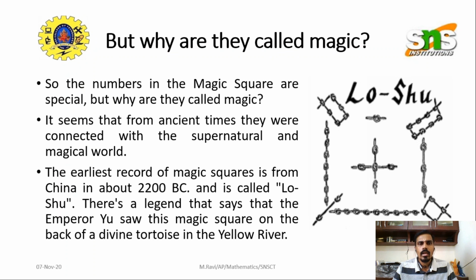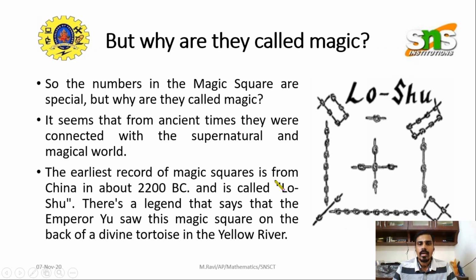Okay, right. By now the question is why they are called magic. The numbers in a magic square are special, but why are they called magic? This is the question we normally come across. It seems that from ancient times they were connected with the supernatural and magical world.